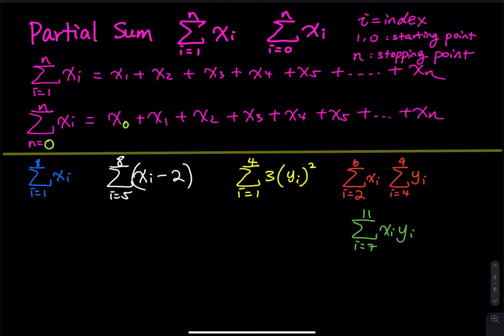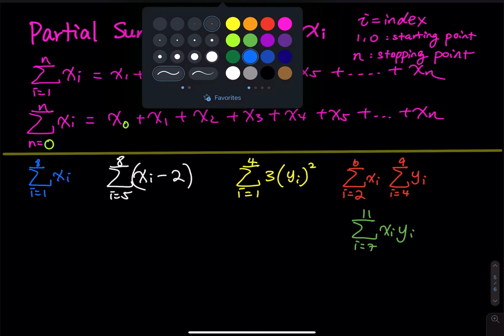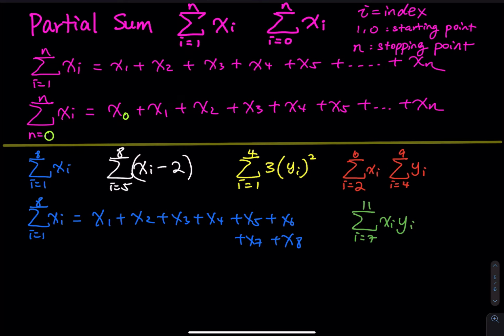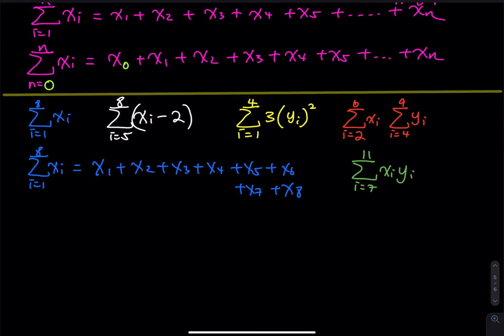The first one is the summation of xi, i goes from 1 to 8. So here is how we do it. Summation, i goes from 1 to 8, xi. So this one is x1 plus x2, and then all the way to x8. There are no numbers to add, just write it out: x3, x4, x5, x6, and then x7, and then x8. Just write this out.